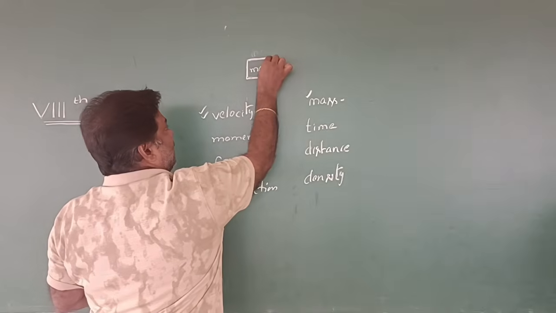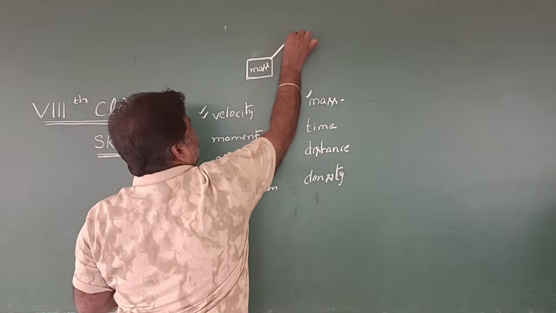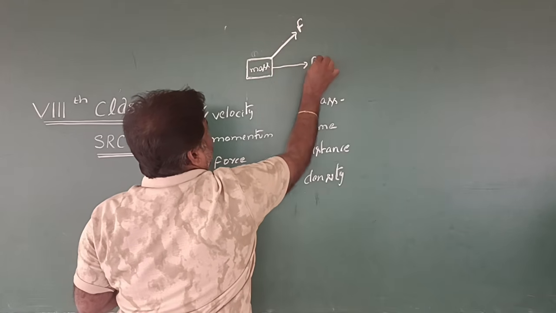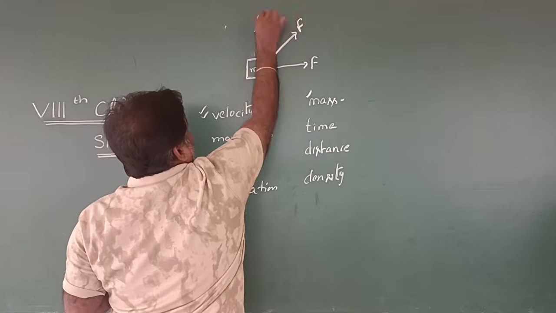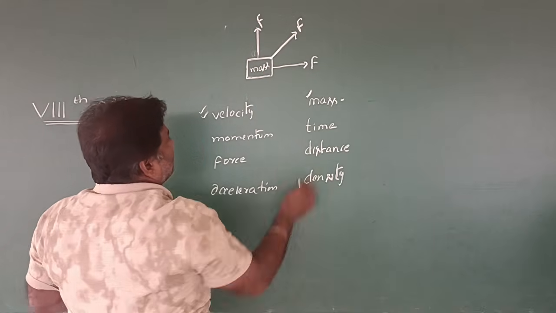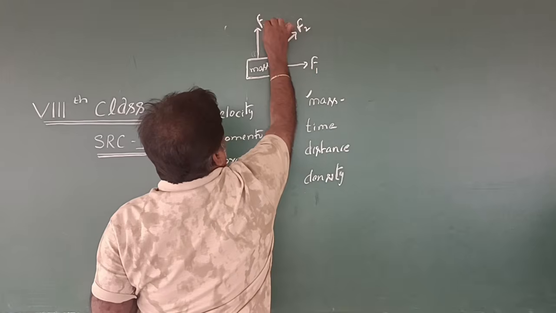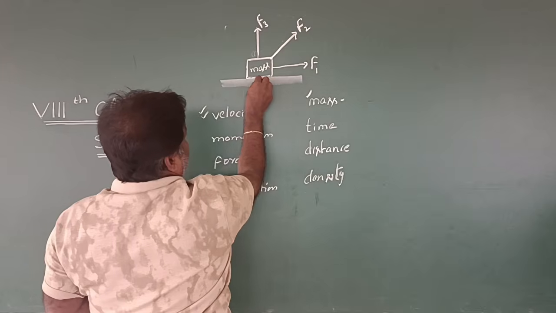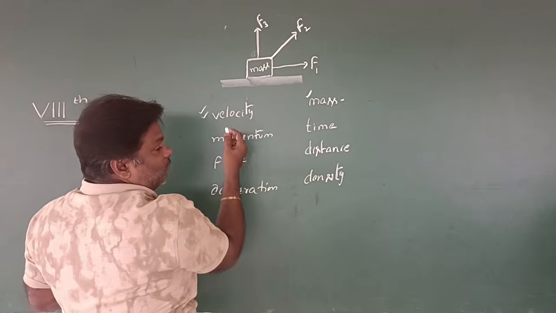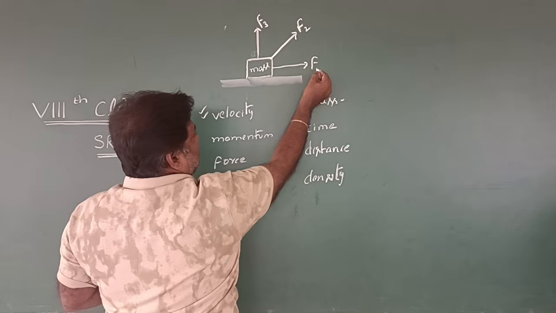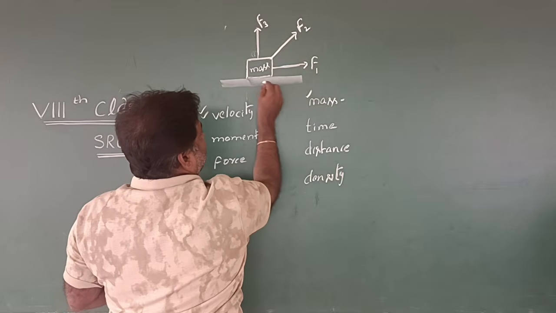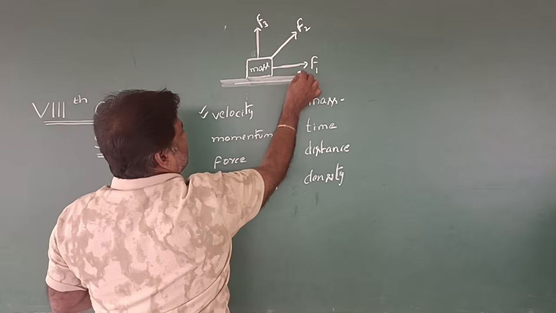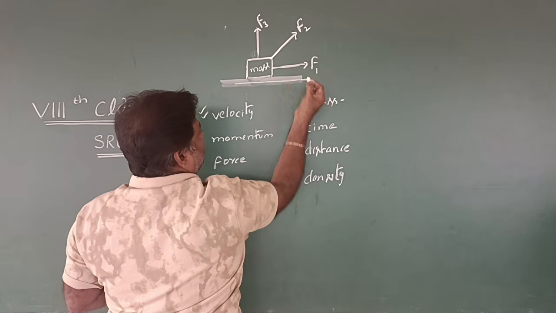Now I am going to apply a force on this. We have lots of chances to apply a force, but I'll choose these three directions. Observe F1, F2 and F3. Here it is placed on a plane, or you can take it as a floor. Now, F1 is applied along the direction of the floor. This is the direction of the floor, so these two are parallel to one another.